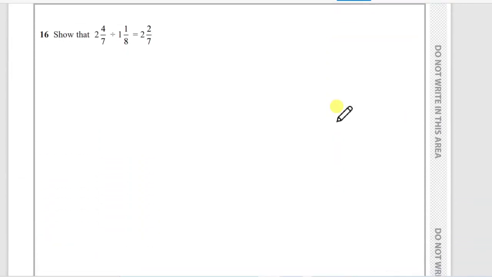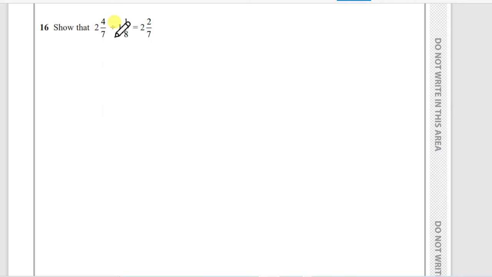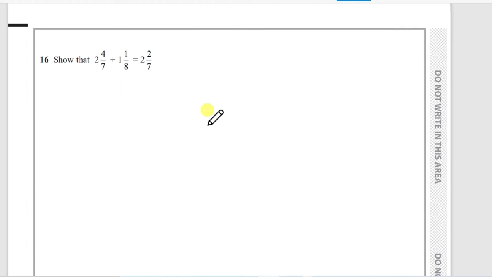Nice. Now, number 16. Show that when you divide these two mixed numbers, you get another mixed number. Now, cool thing is, use your calculator. It helps a lot. So what I would do, I would use a special button. So press shift, and then use the fraction button as well after shift, and then that one. Then you're going to realize that your calculator will show you this, if you're using a Casio, yeah?